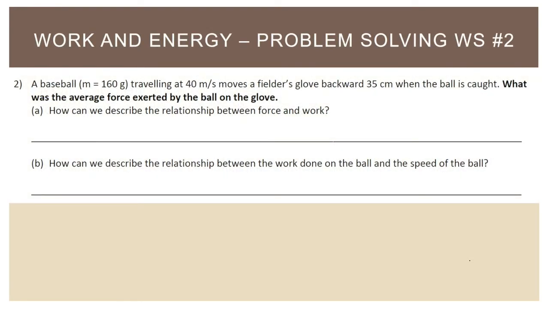Okay, number 2 is a question with many parts, and so we're just going to do it 2 parts at a time here. It says a baseball with a mass of 160 grams traveling at 40 meters per second moves a fielder's glove backward 35 centimeters when the ball is caught. So the ball is traveling at 40 meters per second. It collides with the glove, and the glove moves backward 35 centimeters when it's slowing down the ball until it finally stops when it's officially caught by the person catching it. The question says, what was the average force exerted by the ball on the glove?